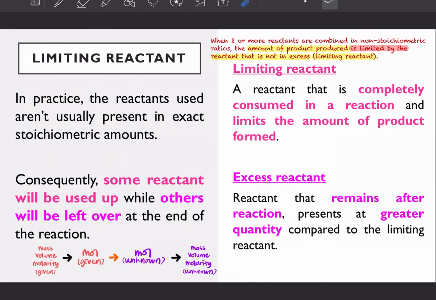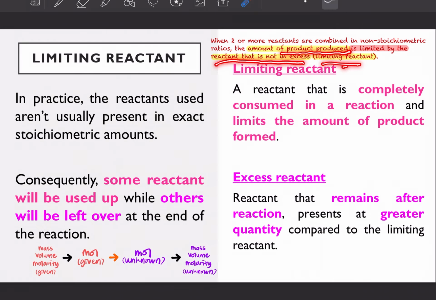So sekarang ni sometimes the reactants used aren't usually present in exact stoichiometric amounts. That means some reactant will be used up while the other will be left over. So maksudnya antara 2 reactant tu atau 3 reactant tu yang akan melimitkan produk awak. Okay. So when 2 or more reactants are combined in non-stoichiometric ratios, the amount of product produced, okay, is limited by, okay, produk awak dilimit terhad oleh reactant that is not in excess.